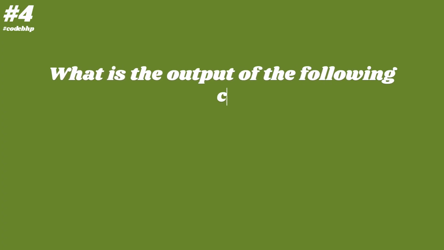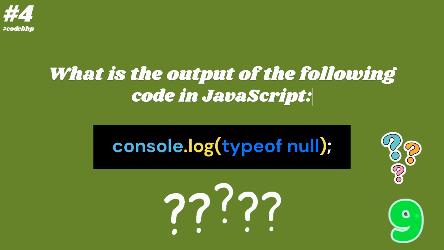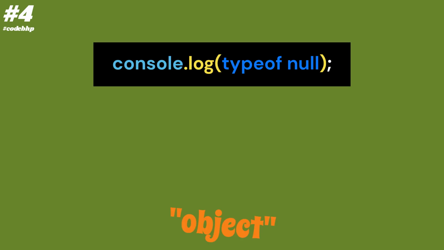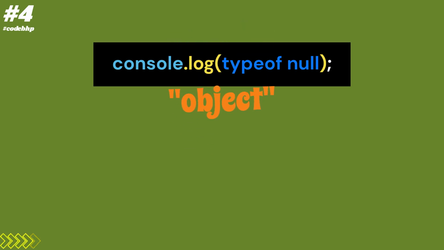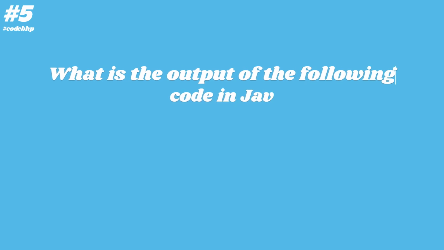Number 4. What is the output of the following code in JavaScript? Object. Number 5. What is the output of the following code in JavaScript?